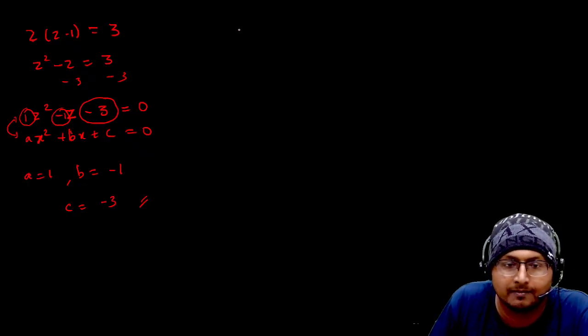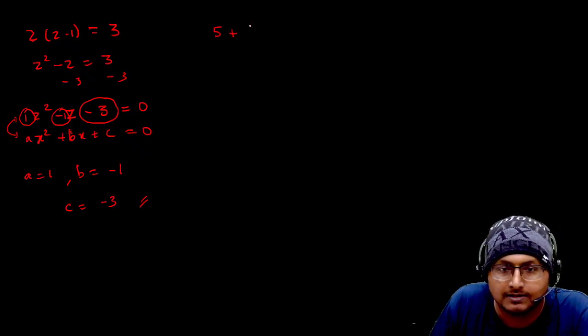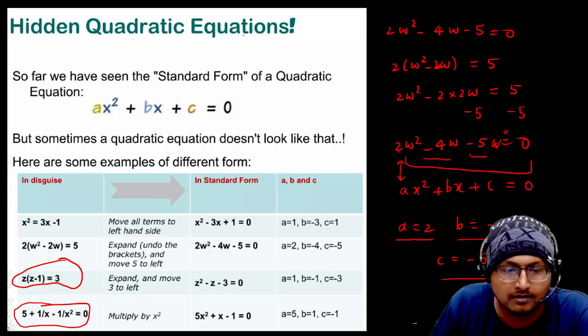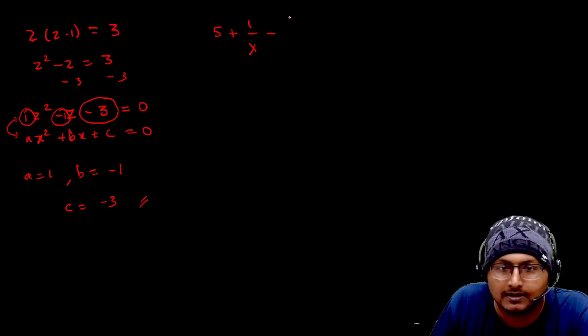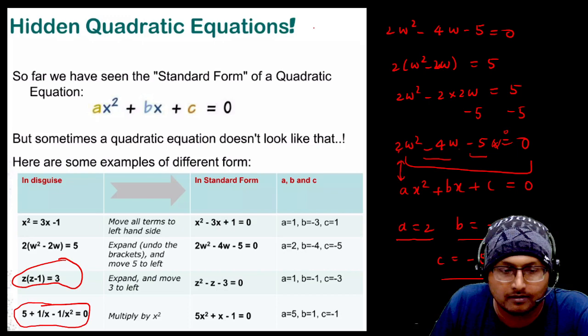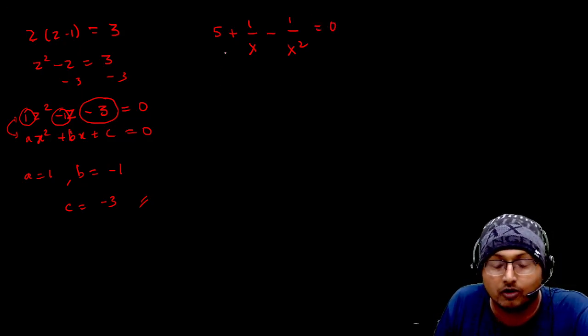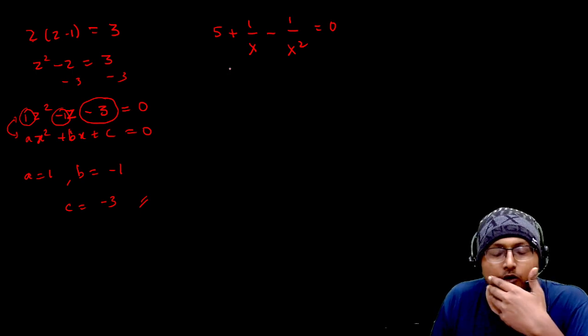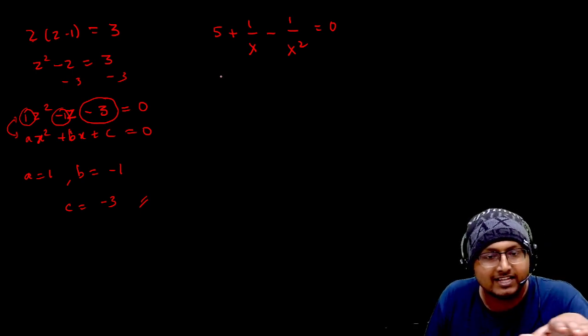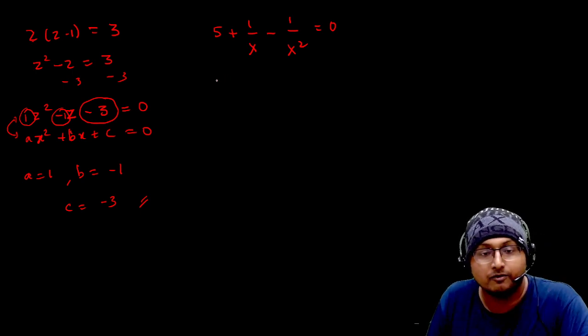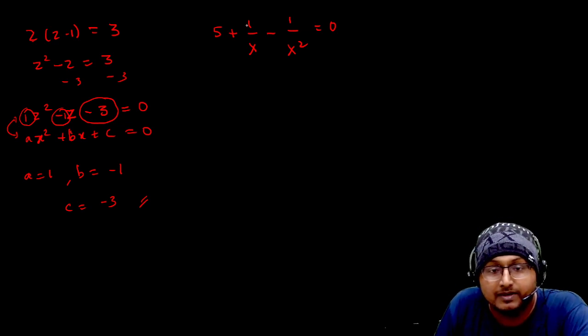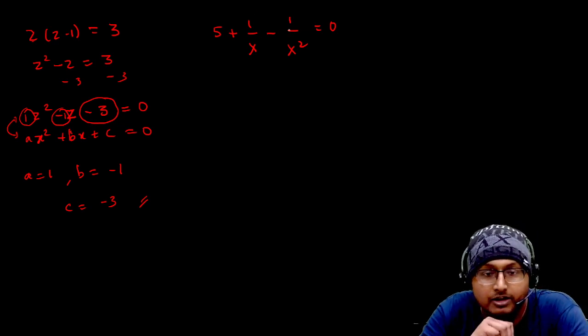What is that he has given? 5 plus 1 by x minus 1 by x square equal to 0 he has given. Okay, now actually what we need is ax square plus bx plus c. But what has he given? 5 plus 1 by x minus 1 by x square is given. So it is very difficult.